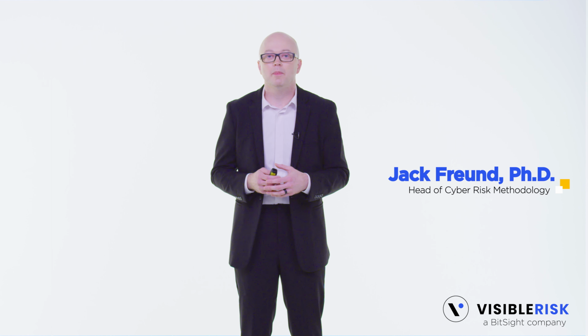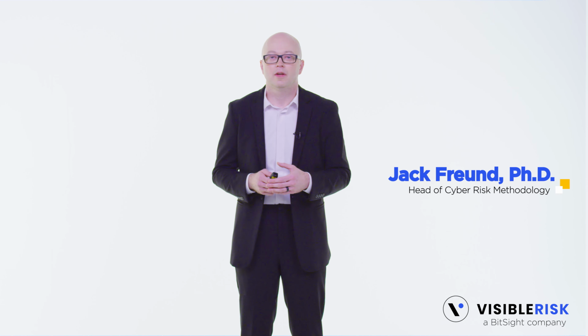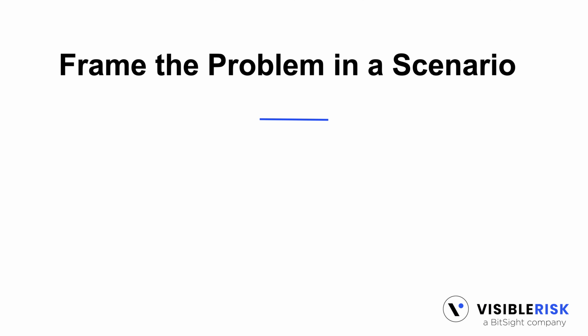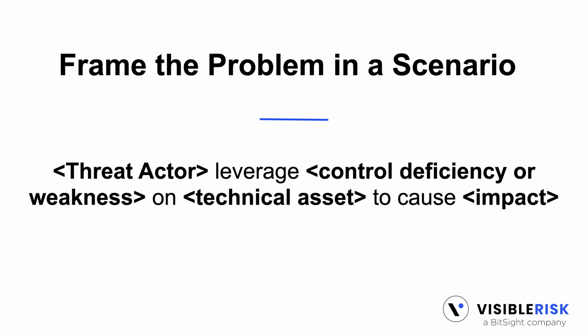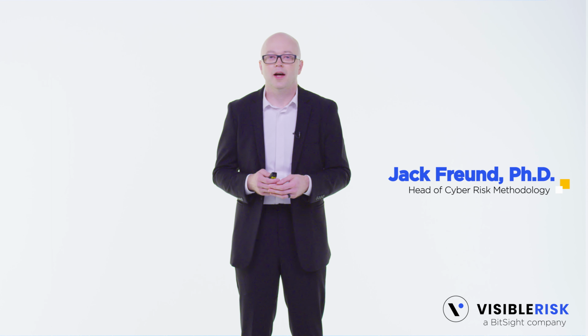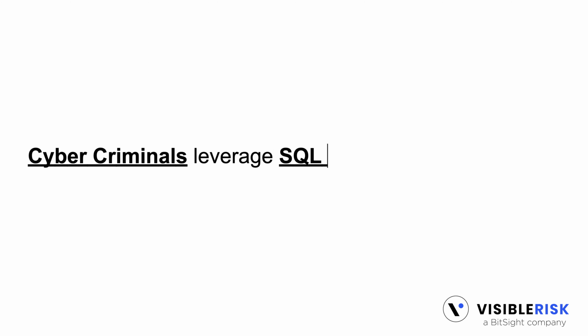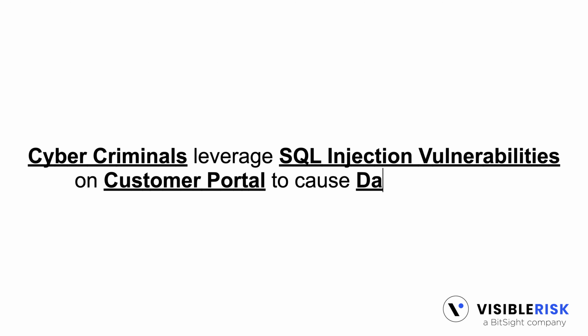This formula can help you better articulate your scenarios. Here you see, in a fill-in-the-blank kind of way, a place for you to put the who, the threat actor, the what, the control deficiency, the technical asset that's under evaluation, and the type of impact that you have. As an example, on the bottom here, I've put together a scenario that many organizations can probably relate to. Cyber criminals leveraging SQL injection vulnerabilities on their customer portal to cause data disclosure.